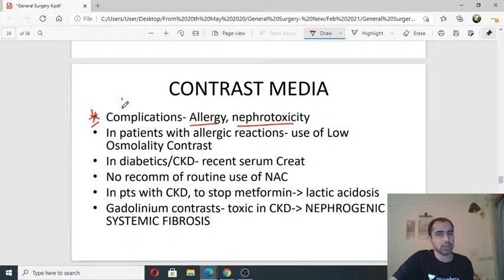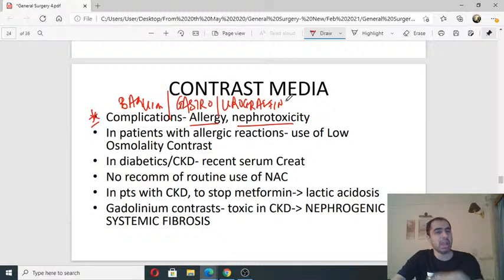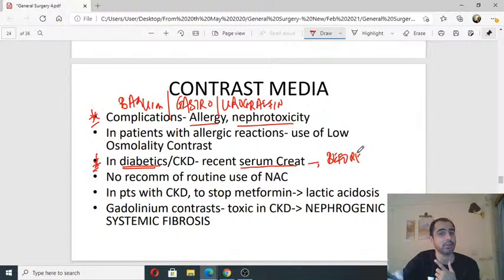Whatever contrast you use, whether you use barium, whether you use gastrografin, whether you use urografin, which is used in an intravenous urogram, iohexol, they are all heavy iodine, heavy barium, all those are contrasts. Please remember this. If the person is a diabetic, you must do a creatinine before giving contrast, because you want to know if the kidney is diseased, because if the kidney is diseased, there can be nephrotoxicity.